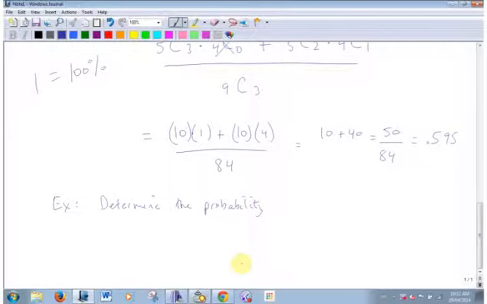My hand doesn't like to write the word probability. I don't know what it is. I always want to miss an I or a T.